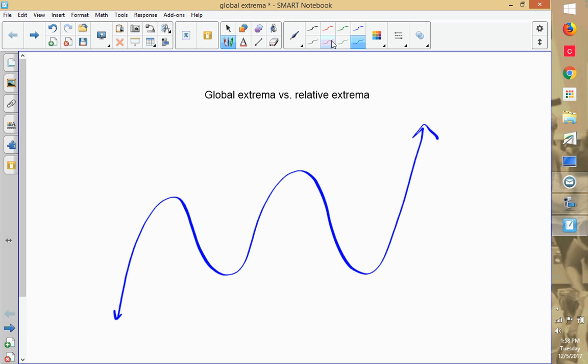And hopefully you realize now that this is your relative max. This is a second relative max. This is a relative minimum, as is this point over here.